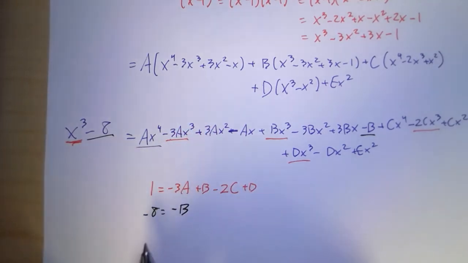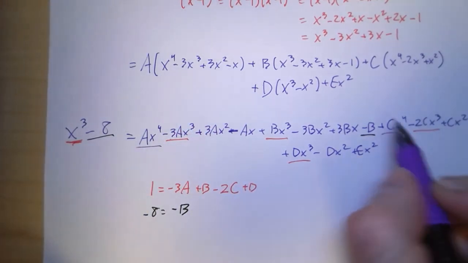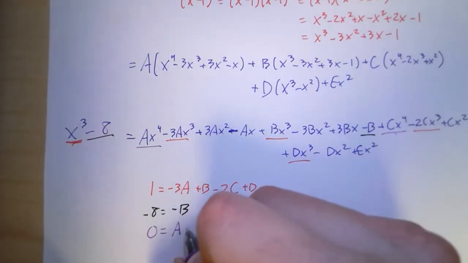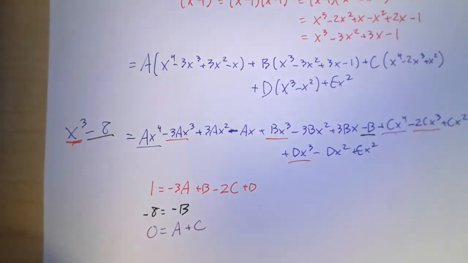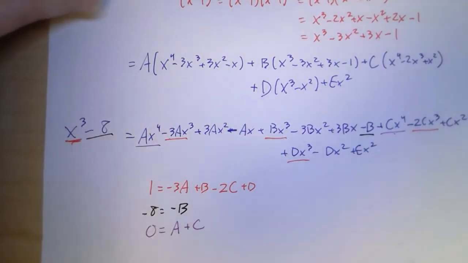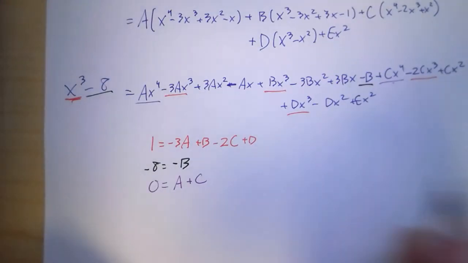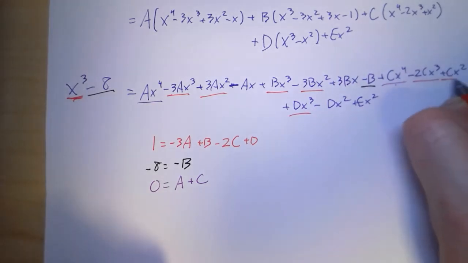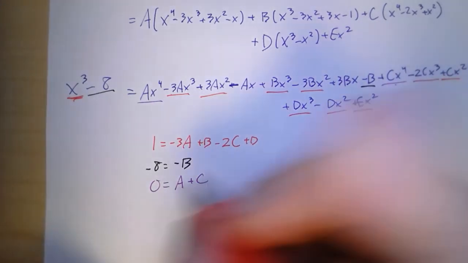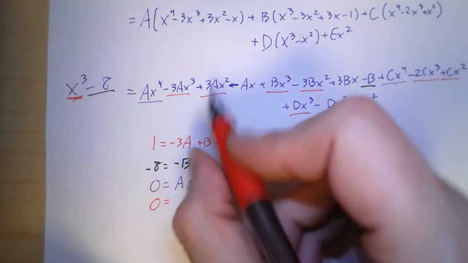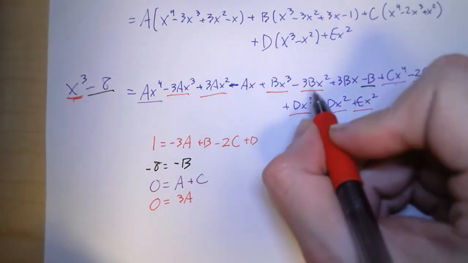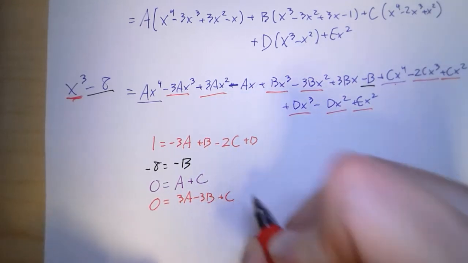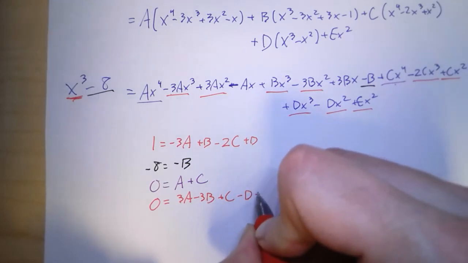So let's see, where are the terms that have x to the 4th? Right here, with a and c. But there is no x to the 4th. So 0 is going to equal a plus c. Now, what about the terms that have x squared? There is no x squared, but we need to take them into account. So we have x squared, x squared, x squared, x squared, and x squared. So that's going to be 3a minus 3b plus c minus d plus e.